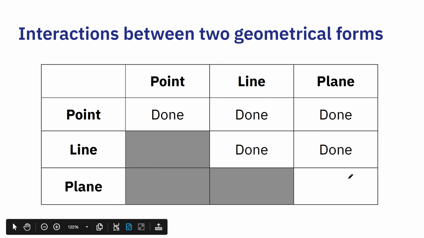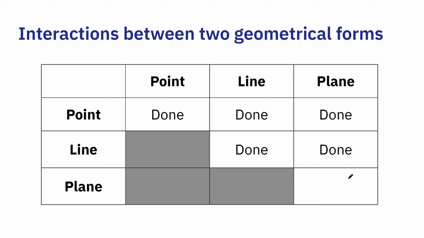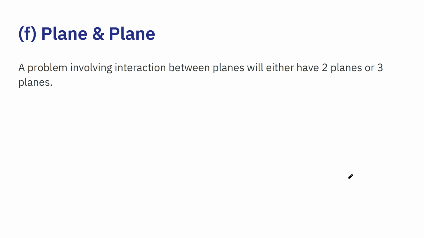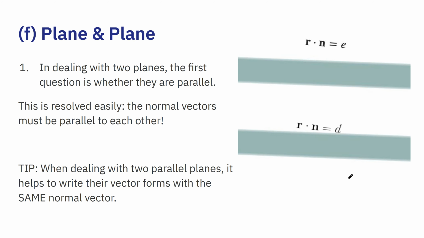Okay, so now we're going to move on to the final kind of interaction, which is often also the most challenging. So we'll be talking about two planes interacting with each other. So a problem involving the interaction between planes will either have two planes or three planes. No more, no less. So in dealing with two planes, the first question is whether they are parallel. So how we figure this out is, all we have to do is take the normal vector. Let's say this is n1 and this is n2. We just have to show that n1 and n2 are parallel to each other. And in order to do that, we just have to show that they are scalar multiples of each other.